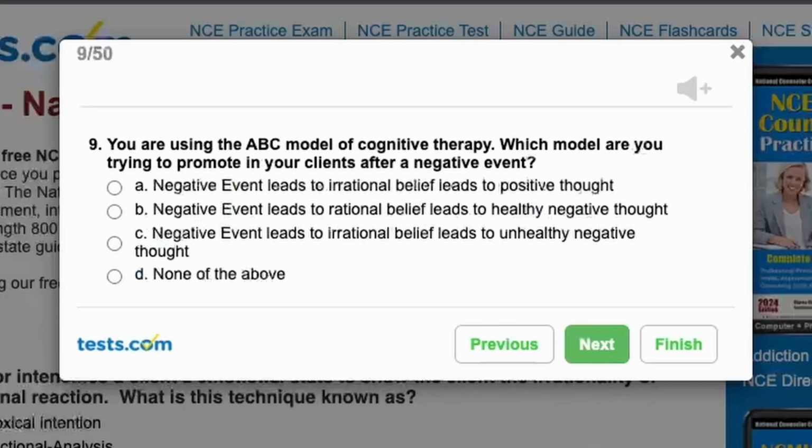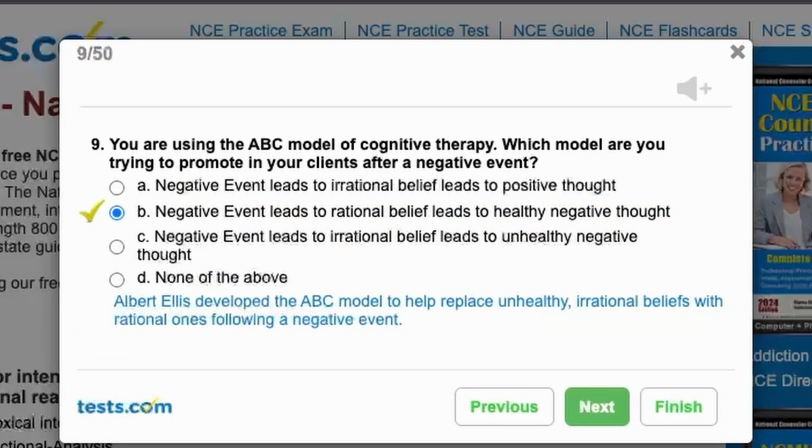You are using the ABC model of cognitive therapy. Which model are you trying to promote in your clients after a negative event? A. Negative event leads to irrational belief, leads to positive thought. B. Negative event leads to rational belief, leads to healthy negative thought. C. Negative event leads to irrational belief, leads to unhealthy negative thought. Or D. None of the above.